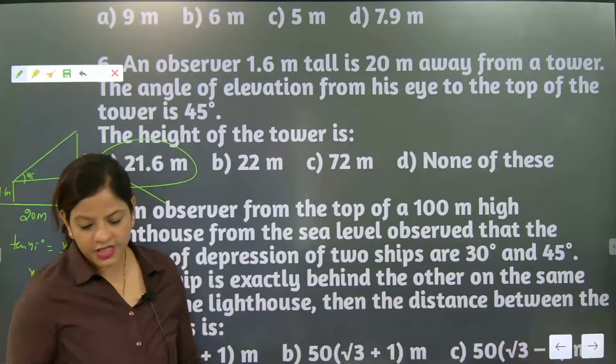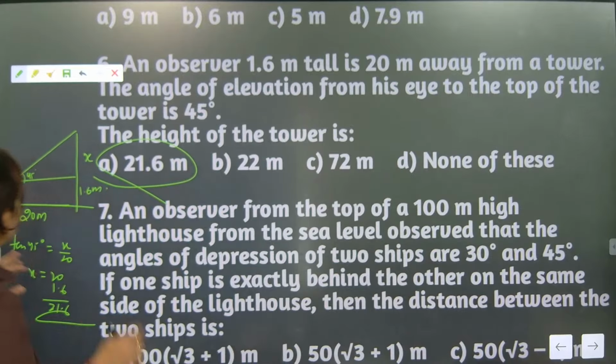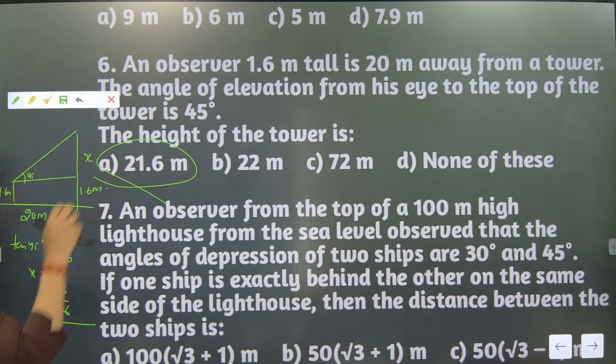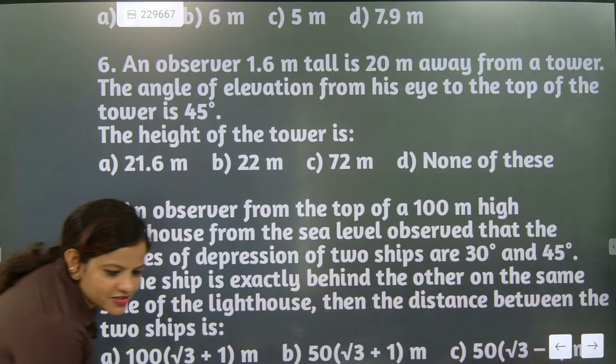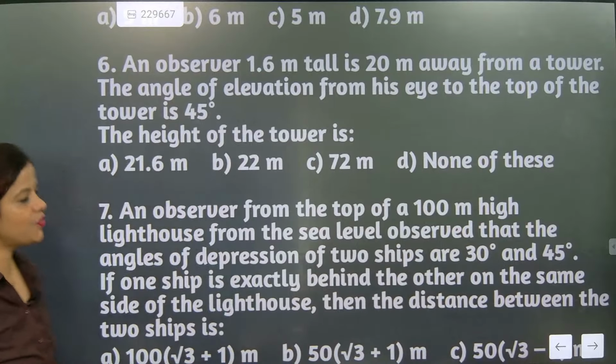Now we will go for the next question. Are you all ready? Come on, we'll go for the next question. You got the next question also, I think. For next question, anyone answer? Next question, come on, go for it.